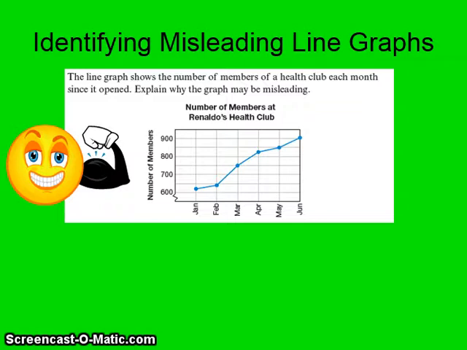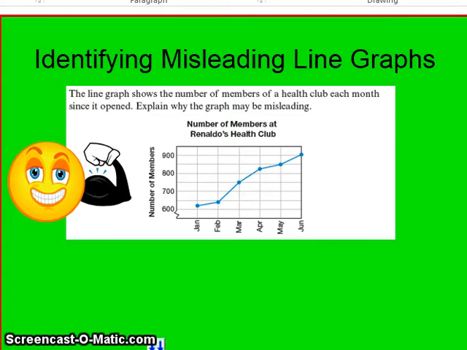This is an example that you need to have in your notebook. It says the line graph shows the number of members of a health club each month since it opened. Explain why the graph may be misleading. So we have a graph here, and it's the number of members at Ronaldo's Health Club. We've got number of members as our dependent variable and months as our independent variable, so the number of members depends on what month it is.